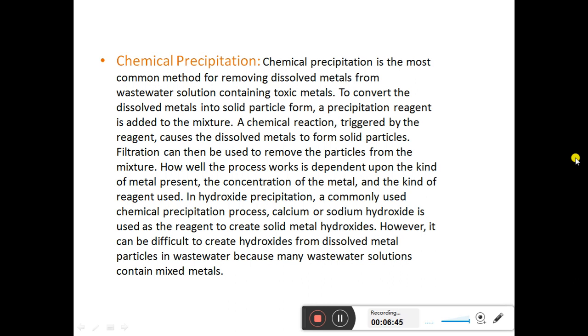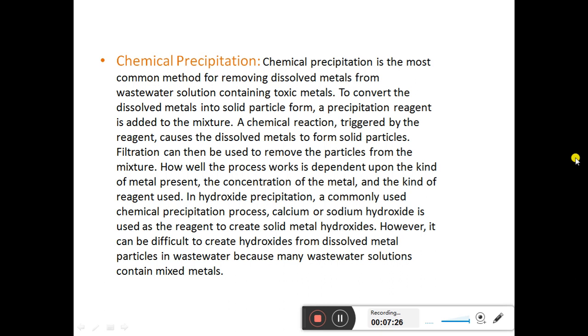Chemical precipitation is the most common method for removing dissolved metal from wastewater solutions containing toxic metals. To convert the dissolved metals into a solid particle form, a precipitation reagent is added to the mixture. A chemical reaction triggered by this reagent causes the dissolved metals to form solid particles. Filtration can then be used to remove these solid particles from the mixture. How well the process works depends upon the kind of metal present in the wastewater, the concentration of the metal, and the kind of reagent used.